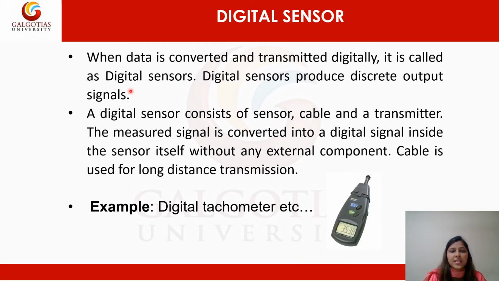The next one is the digital sensor. These digital sensors produce the output in digital form, or you can say they produce discrete output signals. When data is converted and transmitted digitally, we call those sensors digital sensors. These sensors consist of sensors, cables, as well as transmitters. The signal which is measured is internally converted into a digital signal without the help of any external components. And the cable used in them is used for long-distance transmission. Examples of digital sensors are digital tachometers.